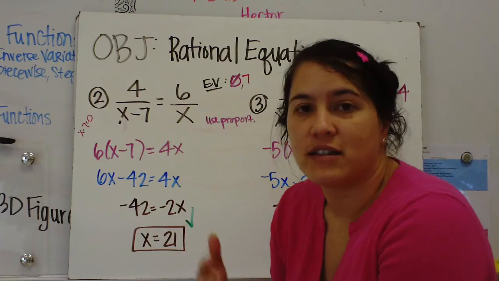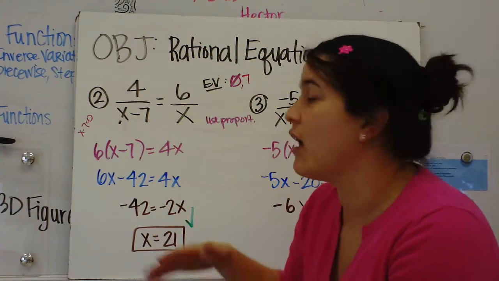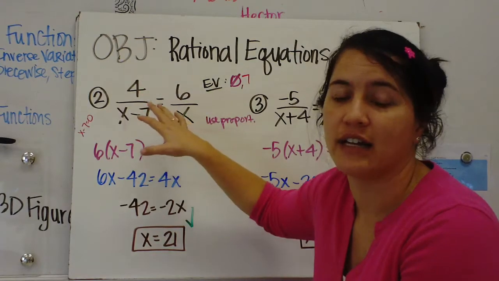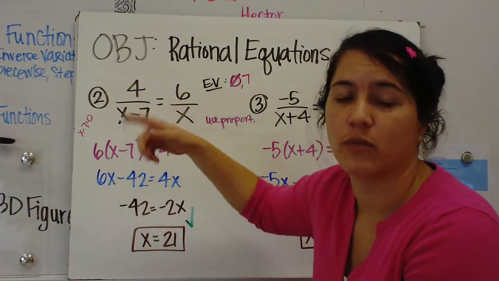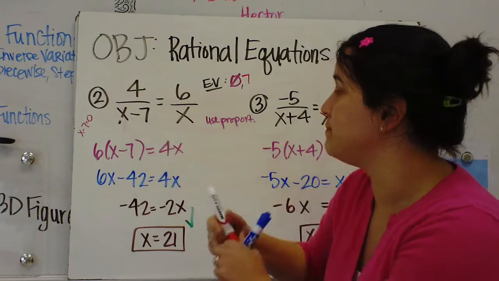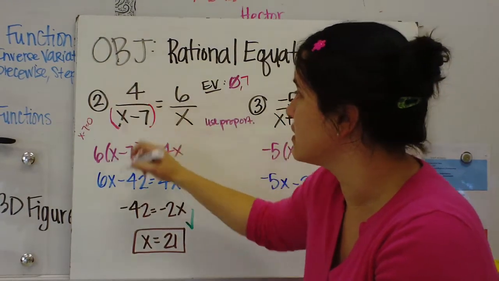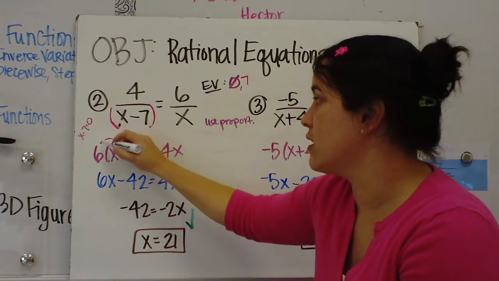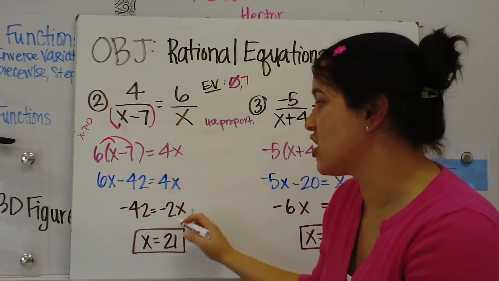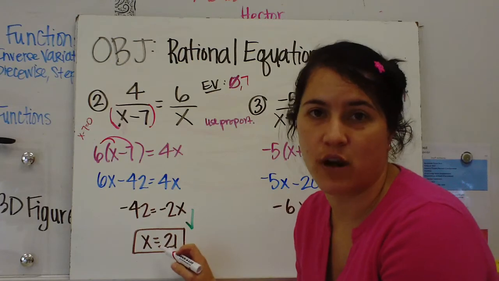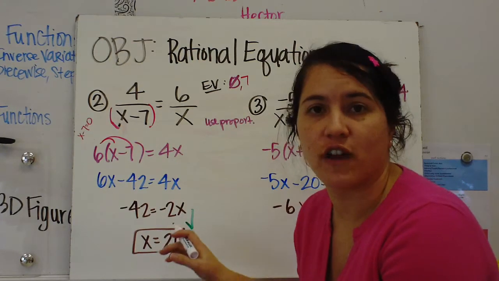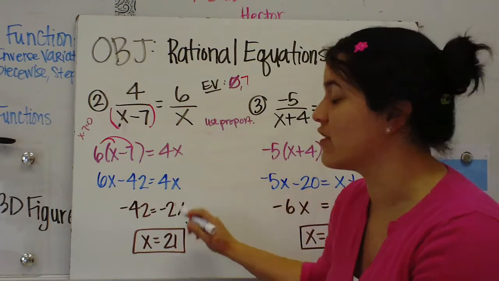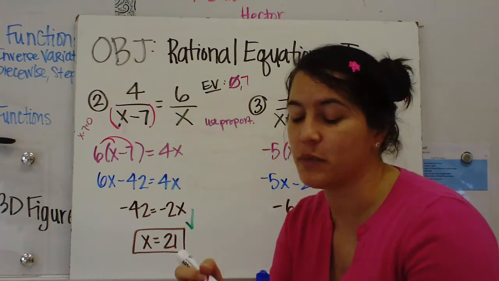And then one method is the proportion method. If you have a rational equation looking like this with no pluses or minuses out on the side, then you can solve it using a proportion method where you cross multiply. So I've cross multiplied 6 times this and 4 times x. And then you can see I've distributed and I've solved, and I got x is equal to 21. You always double check and make sure that your solution is not one of your excluded values. And in this case, 21 works, so that's why I checked it. So this is the proportion method.